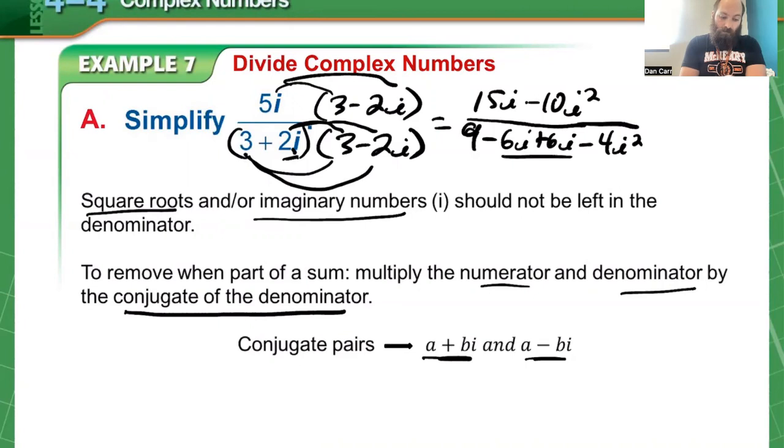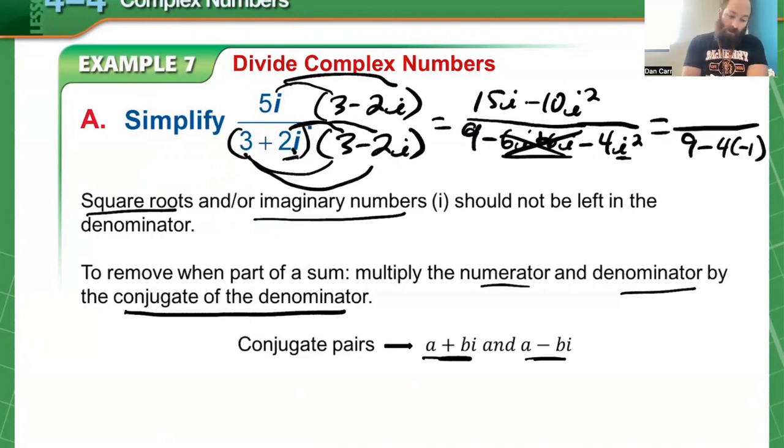Take a look in the middle. My like terms are going to go away. They're gone. Negative 6i plus 6i is no longer there. i squared is negative 1. So this is going to turn into, for my denominator, 9 instead of minus 4, it's going to be minus 4 times a negative 1.